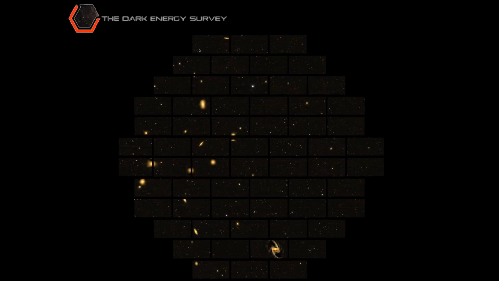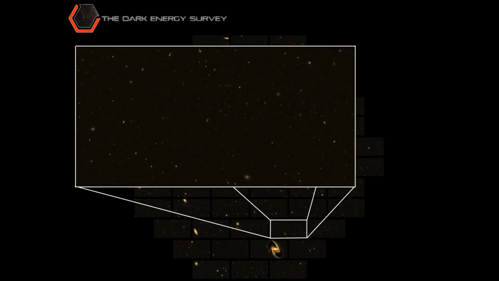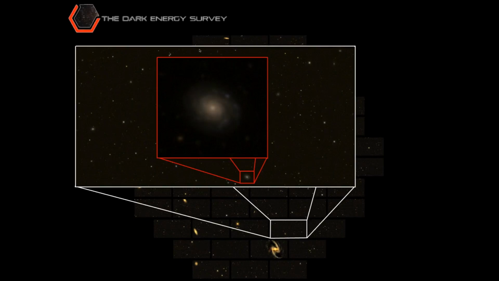Again, this is 62 CCDs on DECam. I'm going to zoom into one of the CCDs down there. On the bottom is a spiral galaxy. This is a picture taken one night. Some nights later, you see a dot. This was a type Ic supernova, so not one that is useful for cosmology, but nevertheless a good supernova at a redshift of 0.06.